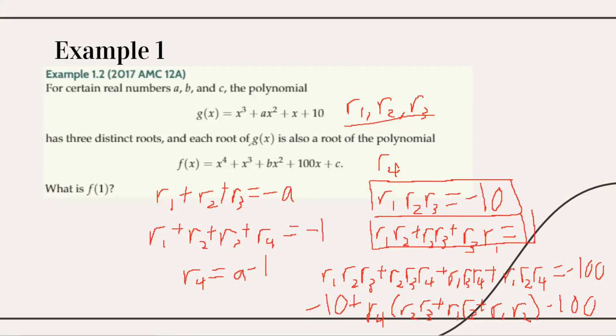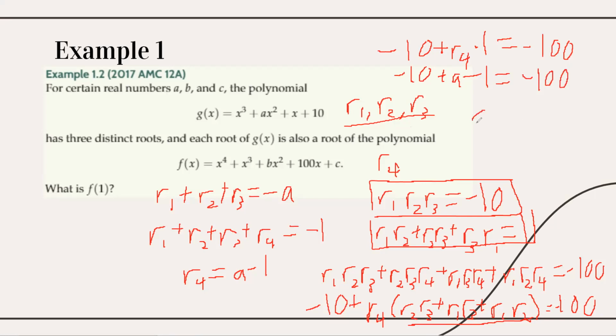So in particular, what that gets us is, if I just move up to the top, that gets us that -10 plus R4 multiplied by 1, right? Because this expression is just equal to 1. That is equal to -100. And then we can just substitute in our expression for R4, and we get -10 plus a minus 1 is equal to -100. And in particular, a is equal to -89.